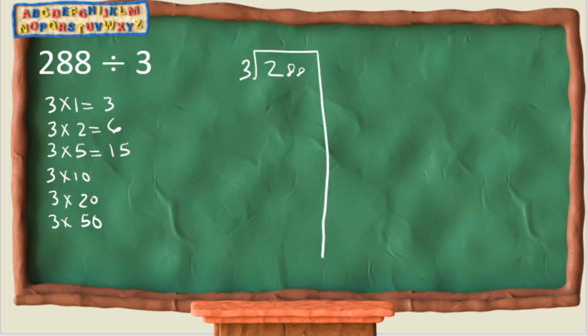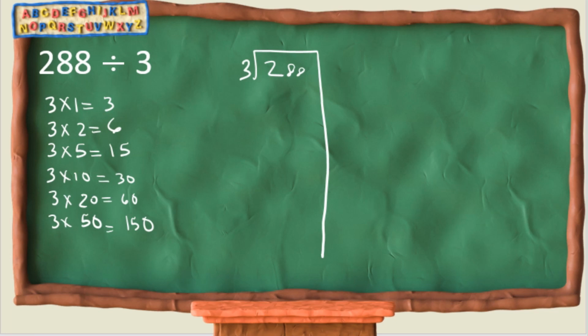Now, because I'm multiplying by multiples of 10, I know that all I have to do is just annex or add on a 0 to my original answer. So 3 times 10 is 30. 3 times 20 is 60. And 3 times 50 is 150. Now I'm going to go ahead and subtract to find my partial quotient.